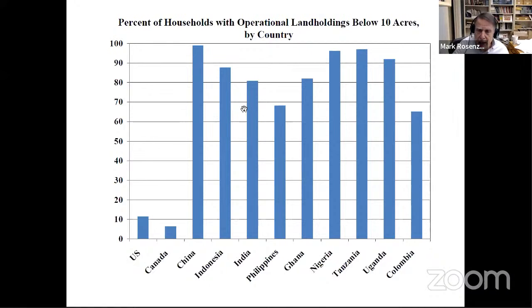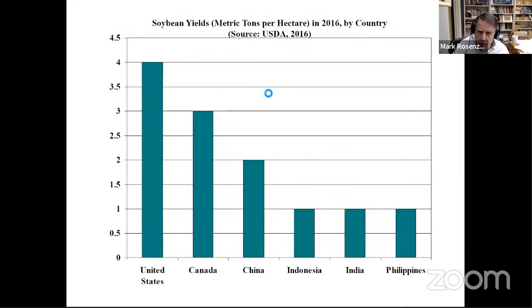So that's the first fact about the world agriculture. And the second fact is that there are massive differences in the yields that we see from these countries. So let's take, for example, soybean yields. We see in the United States, soybean yields.